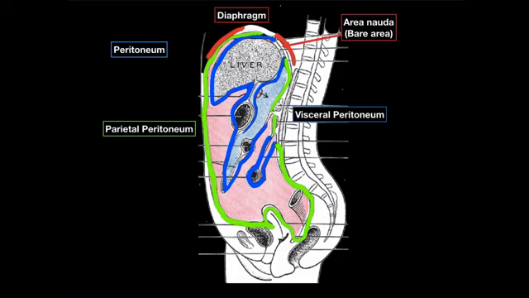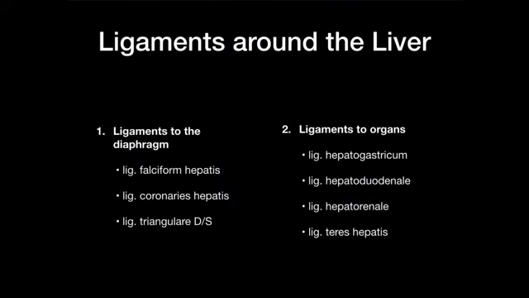Now, to understand the anatomy of the liver fully, you now only need to know the ligaments that connect the liver to the diaphragm up there, and the ligaments that connect the liver to the two other organs. So let's look at the ligaments around the liver in a little more detail. So the ligaments from the liver to the diaphragm are 3 or 4, because you have a dexter and sinister here, the right and left. And you have 4 ligaments connecting the liver to other organs. So let's look at the ligaments towards the diaphragm first.